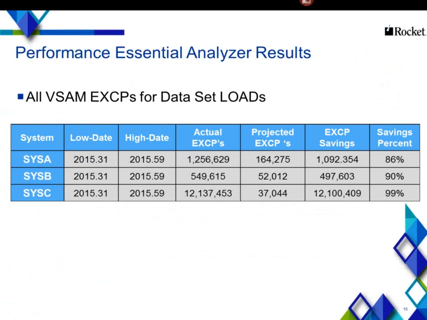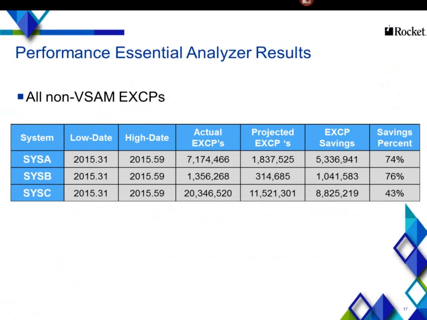This slide shows the analyzer results for VSAM load functions for the same 3 systems. The savings in the EXCPs range from 86% to 99%. For non-VSAM functions, and for the same previous systems that I mentioned earlier, the analyzer found savings in the EXCP range from 43% all the way up to 76%.